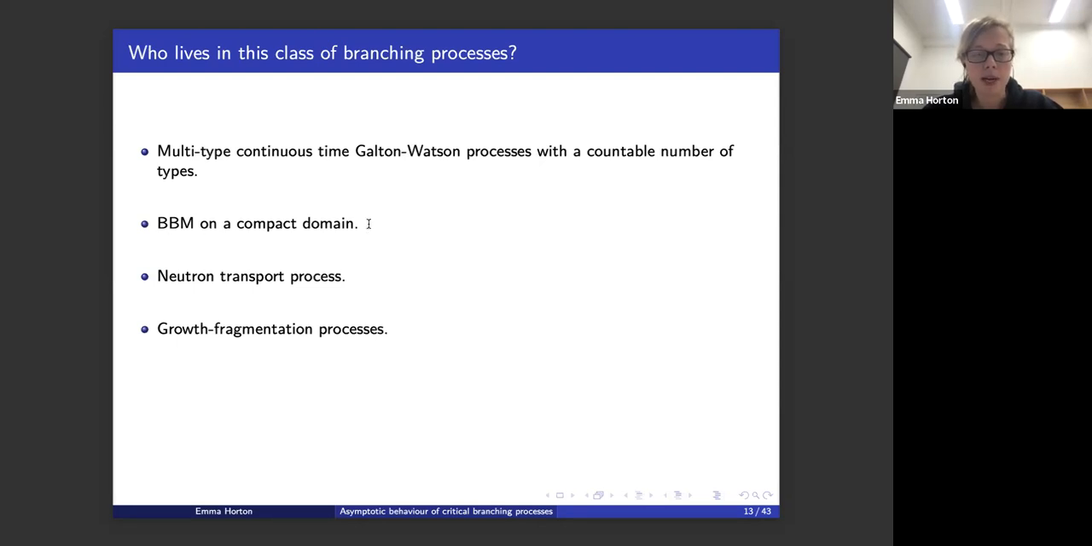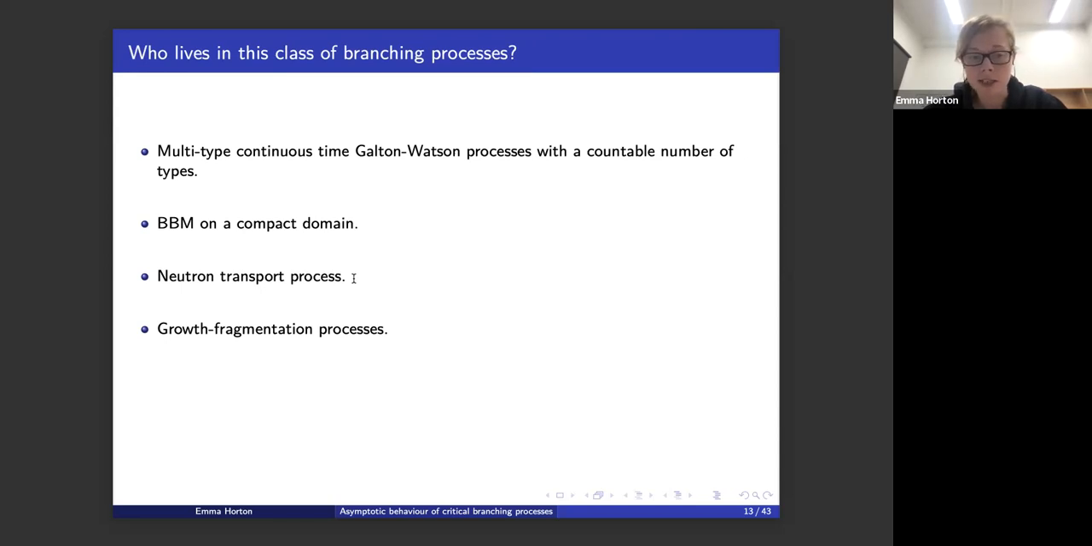BBM on a compact domain. So we've seen there that the motion, which is the Markov process, is just diffusion. We have a constant branching rate beta, so it doesn't depend on x. And here the offspring distribution was local, because all of the points were produced at the same position as the parent particle.